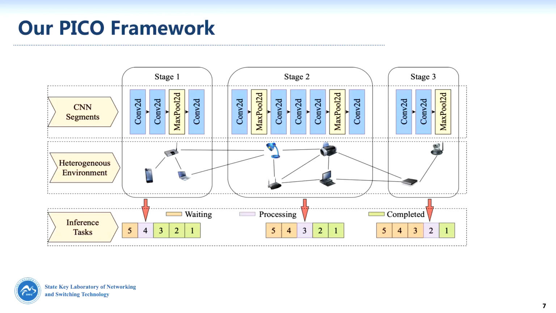We divide the CNN model into several segments, and those segments are assigned to several disjoint groups of the entire IoT cluster. The input data are processed through stages. In each stage, we divide the input data into tiles with different sizes according to their computing capacity. Our optimization goal is to maximize the throughput of the entire inference pipeline.